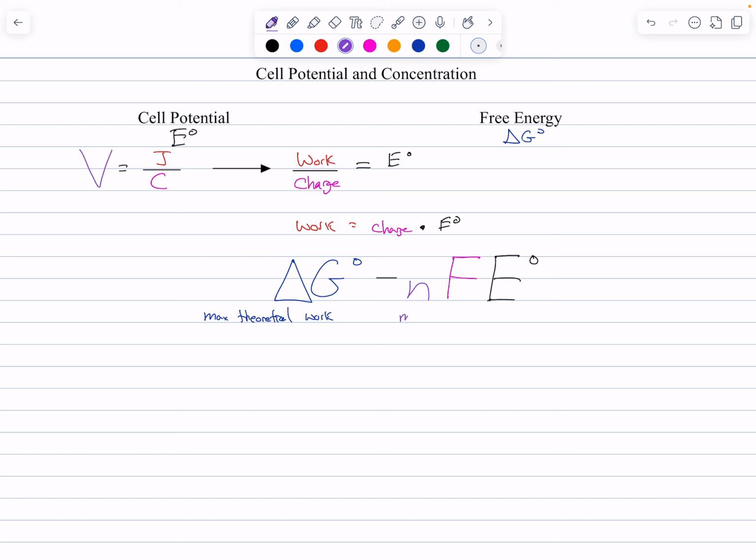We have N, the moles of electrons transferred. We have, of course, F, 96,485 coulombs per mole of electrons transferred. And then our standard reduction potential.